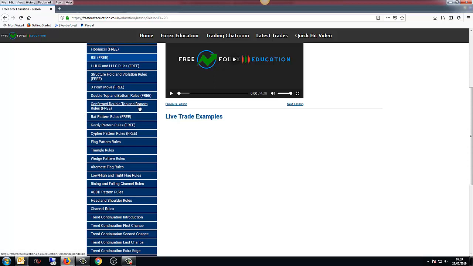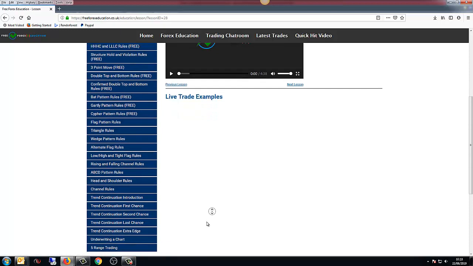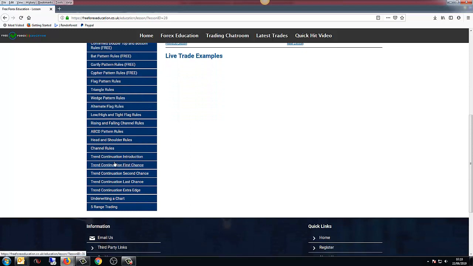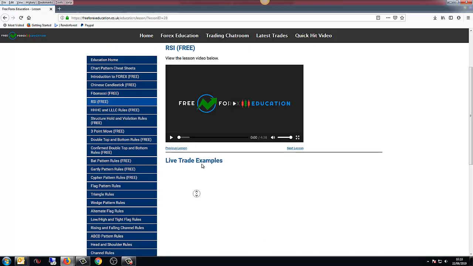And then we move on to things like double tops and double bottoms, Bat patterns, Gartley patterns, Cypher patterns, flag patterns, triangles, wedges, alternate flag, high and low and tight flag, rising and falling channels, ABCD patterns, head and shoulders. We're getting on to structure-based trading now, channel rules, and then we have an introduction to trend continuation and 3 different levels that we can get involved with: the first chance, second chance, last chance, and then the trend continuation giving you the extra edge. How we underwrite a chart, what 5 range trading is.